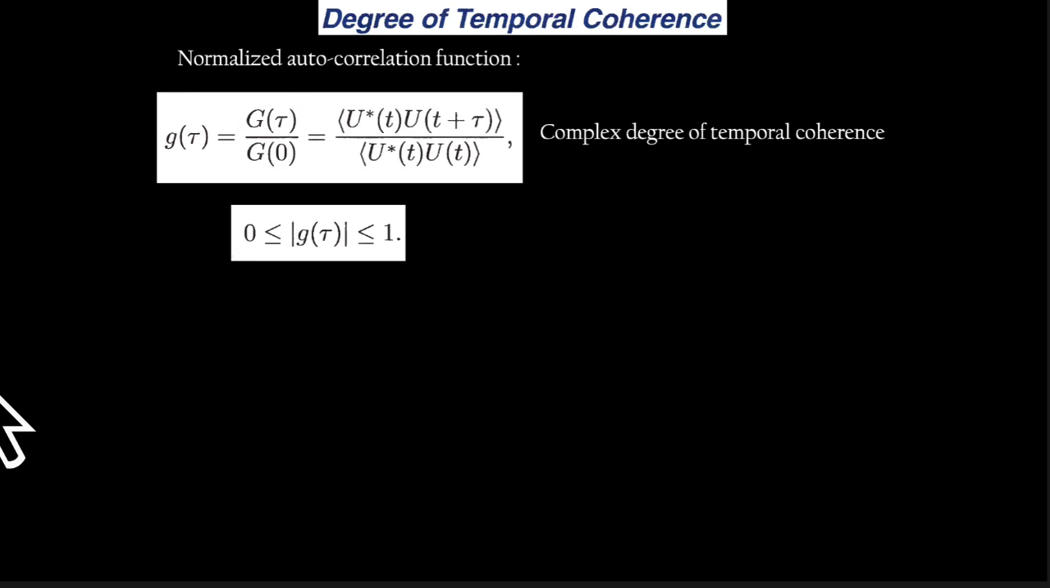You can see that this function can take values all the way from 0 to 1, an arbitrary value between these two numbers. If there is hardly any correlation between the time t and t plus tau, if there is zero correlation, then you will end up with 0. If there is a perfect correlation, then you will end up with the value 1. For all the values in between, you will have something between 0 and 1. That is the meaning of the degree of temporal coherence: it tells you to what degree the temporal coherence is preserved in such a system as it evolves with respect to time.